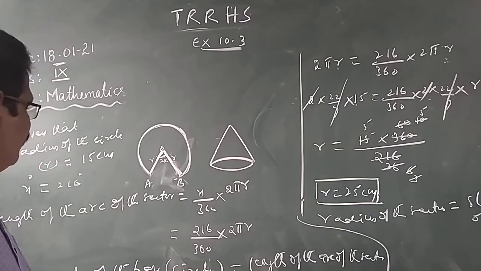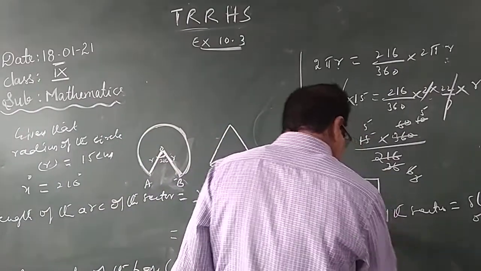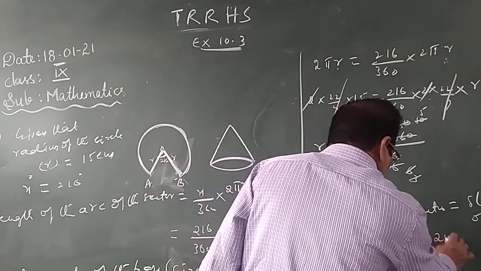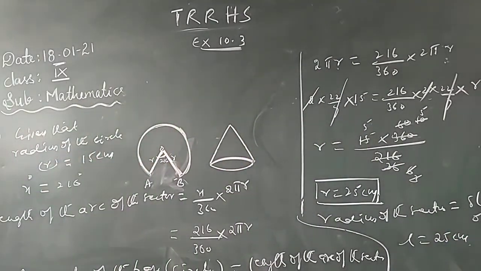The radius of the sector is equal to the slant height of the cone. So, L is equal to 25 centimeters. Now, find H. H square is equal to, formula already I told you, L square minus R square. L, the slant height, is 25 square, minus R, the radius of the circle, 15 square. 625 minus 225.